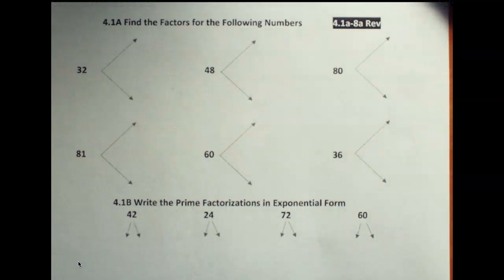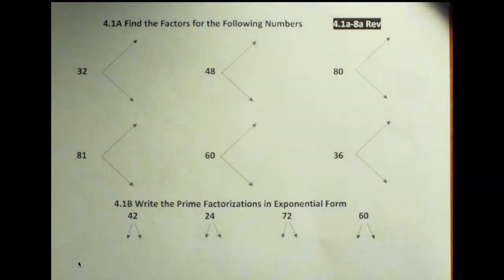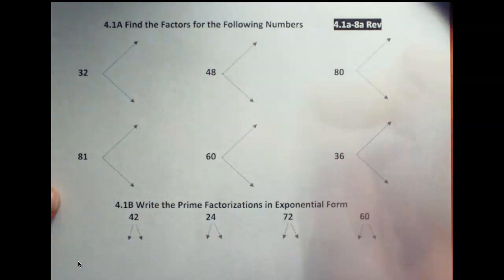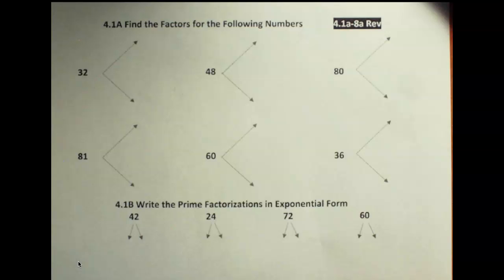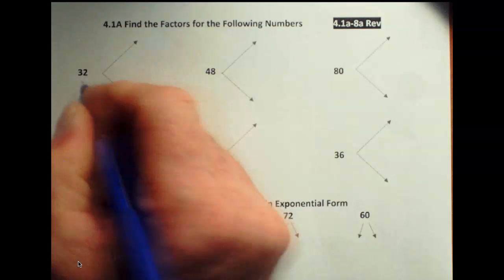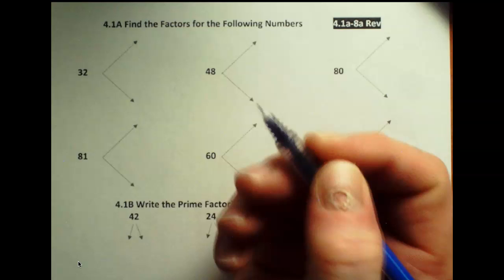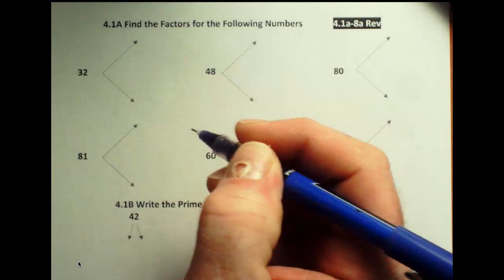Let's work on this review, which will review all of the targets from 4.1A through 4.8A, with the exception of simplifying fractions. So basically, this first part of the chapter. All right, finding the factors. Well, finding the factors is finding what all of the numbers are that fit evenly into another number.